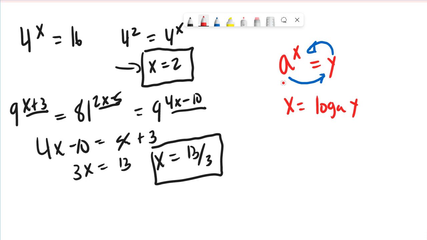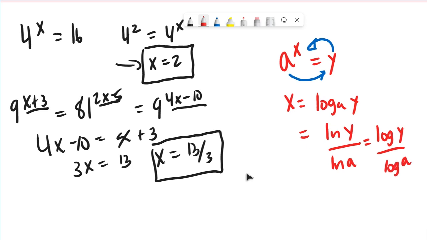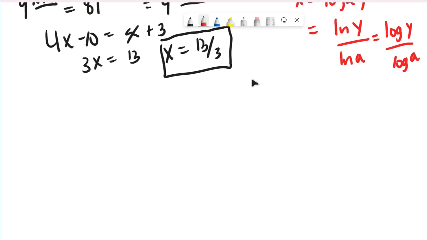Now, in any case, these types of equations can be rewritten using base 10 or base e, meaning that you could rewrite it as ln of y divided by ln of a, or using base 10, it's log y divided by log a. Okay, but how do we use that to be precise?